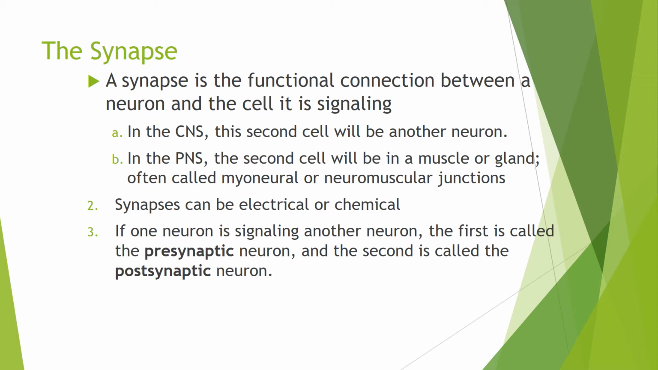Within the muscle, we have a special term called the neuromuscular junction, which is a synapse between the two. Synapses can be either electrical or chemical, and we'll go through those in a moment. And we'll have the special terminology where the first neuron is called a presynaptic neuron, and then the second neuron is going to be the postsynaptic neuron.